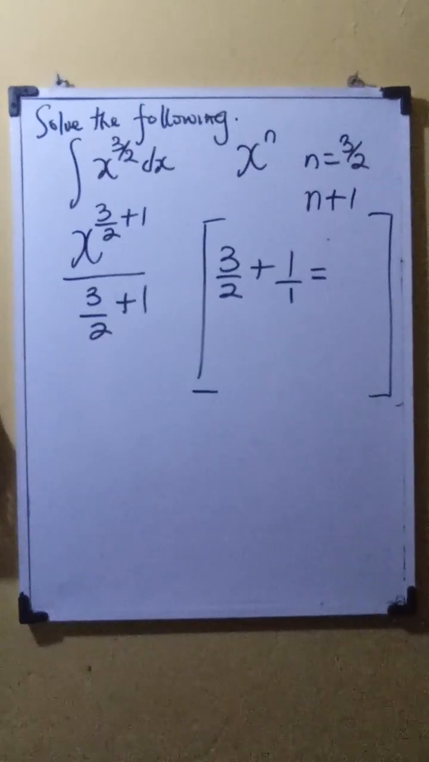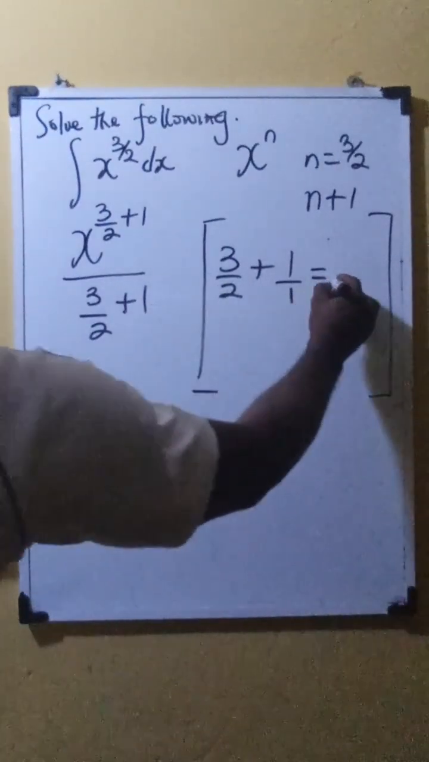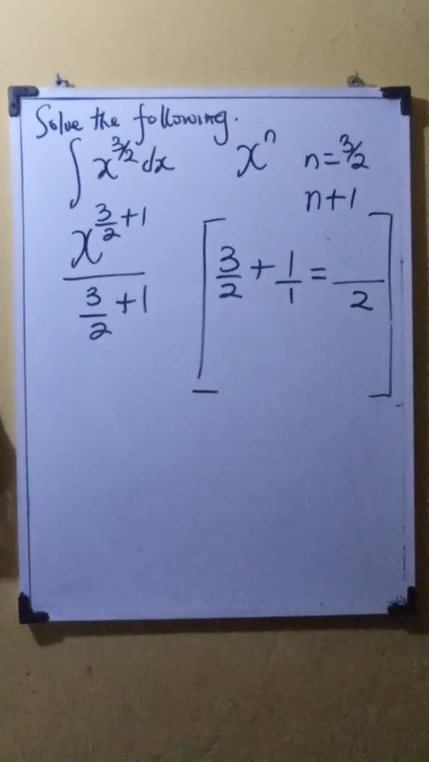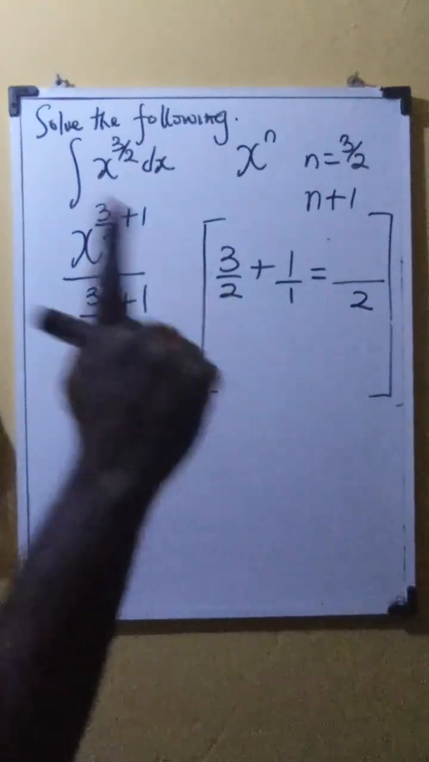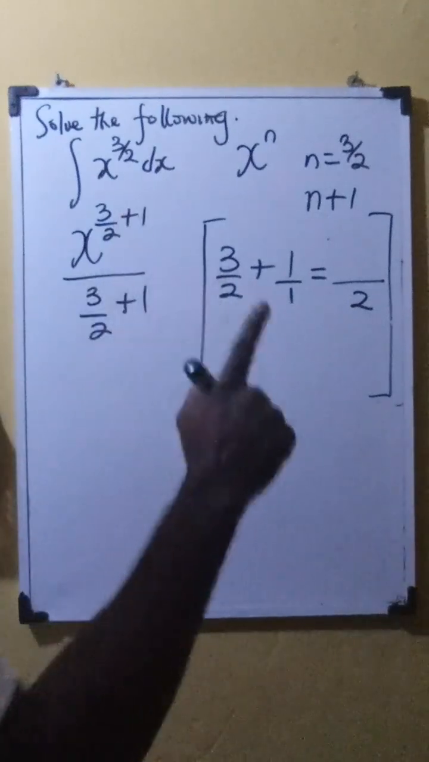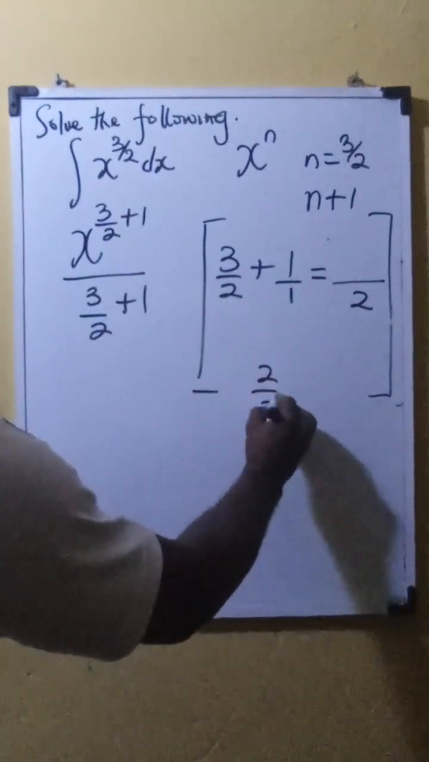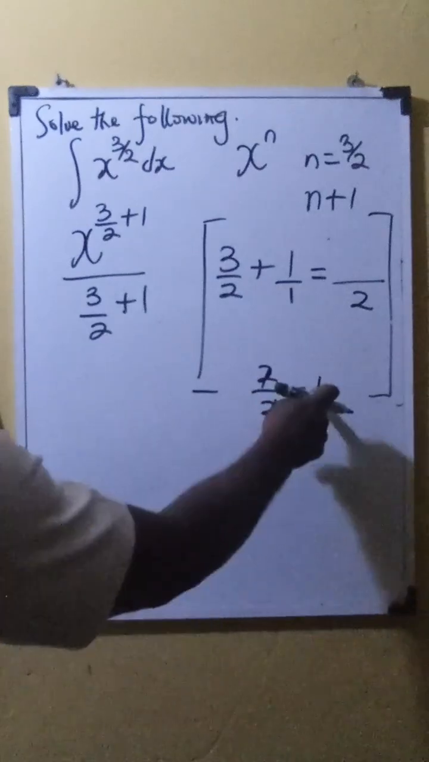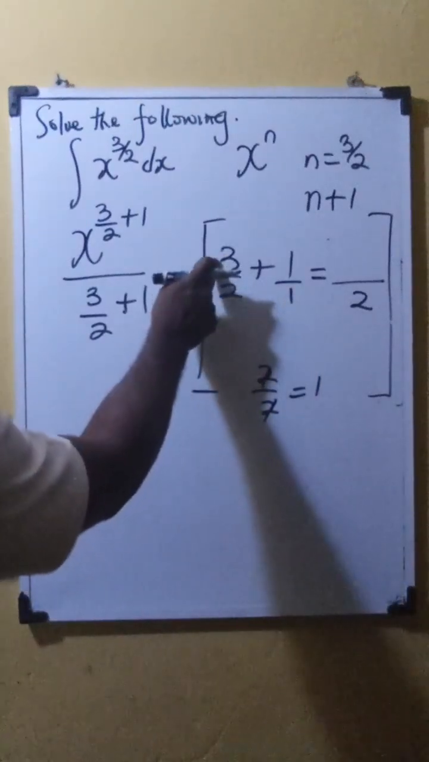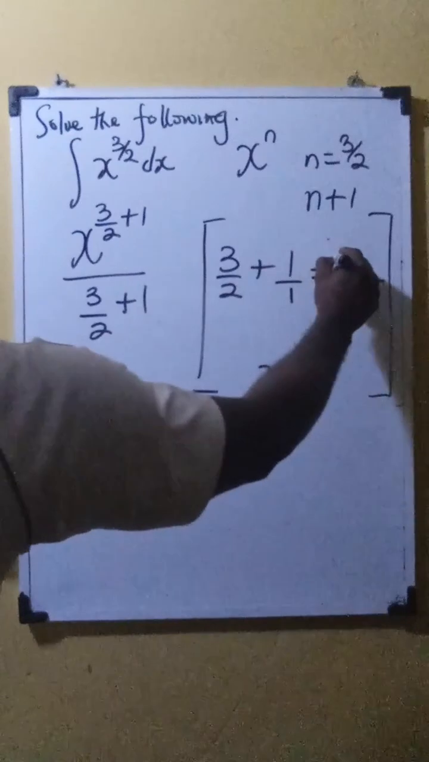I'm going to look for a common factor between 2 and 1. The common factor between 2 and 1 is 2. So I say divided by 2. Now 2 divided by 2 is 1. So this 1 will multiply this 3. So 3 times 1 is what? 3. So I write it down.